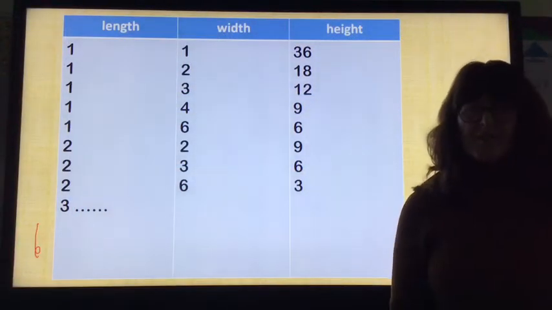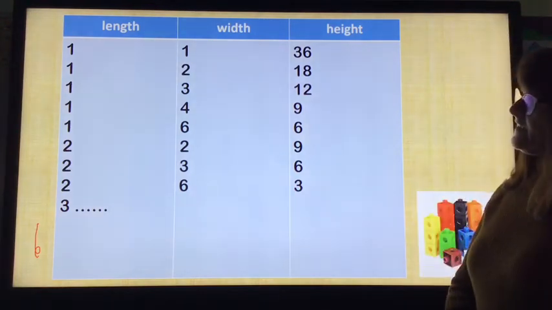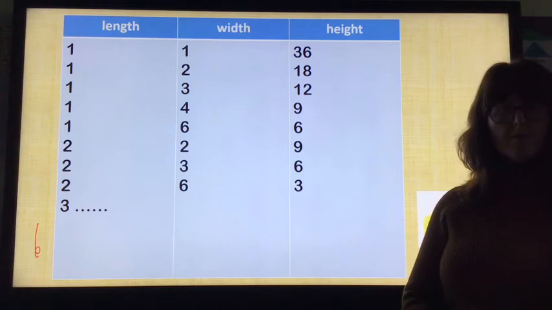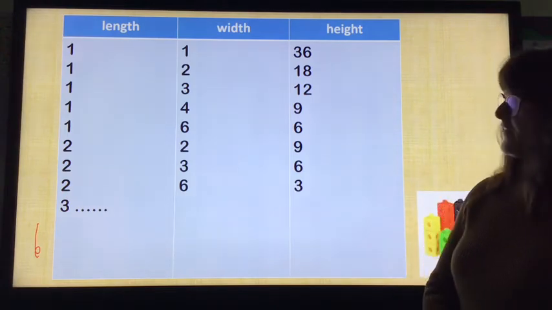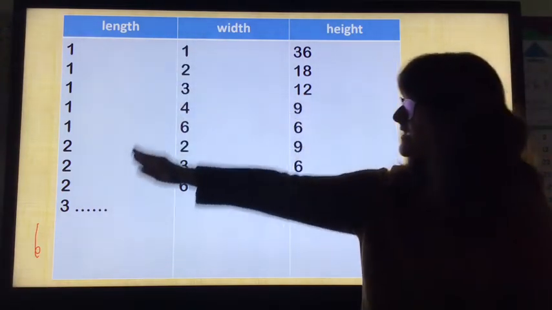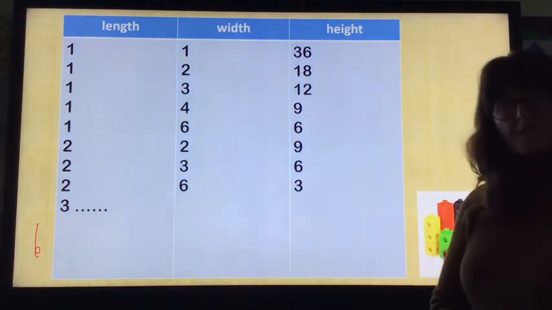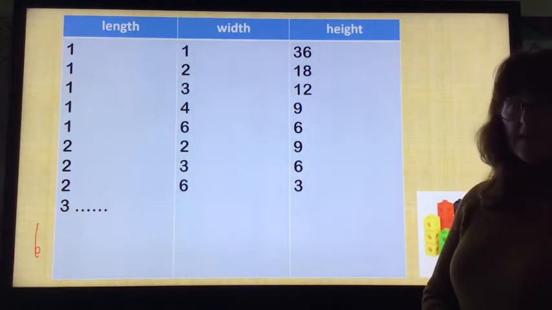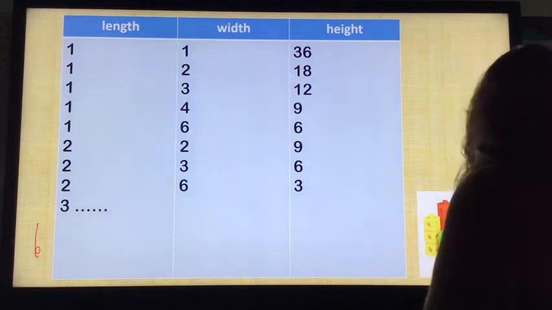How far did you get? Apparently, with 36 cubes, you could make 54 different cuboids. I didn't quite get that far, but it would take you a long time to work that out. So if you work systematically, you may have nearly got there. Right.